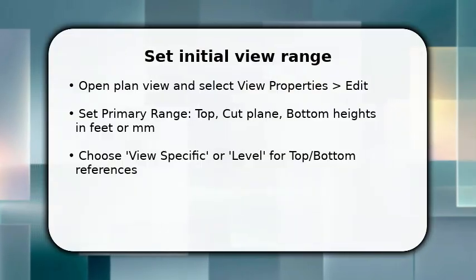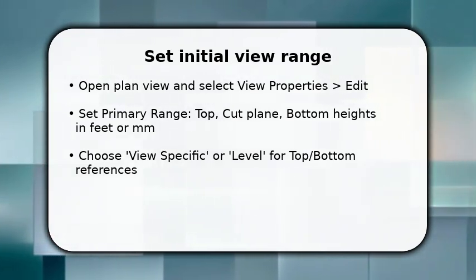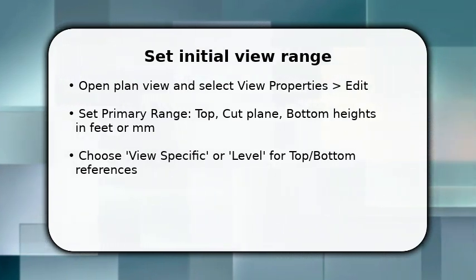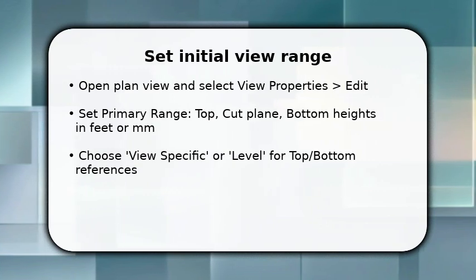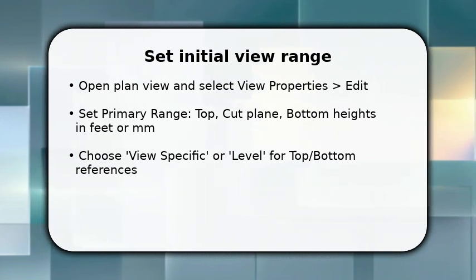You start by opening the plan view and immediately editing its view range. This is the control that decides what vertical slice of the model you see. First, set the top, cut plane, and bottom values to match the floor construct. Use level references when possible to keep consistency.